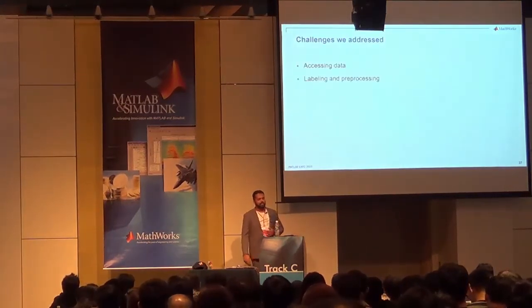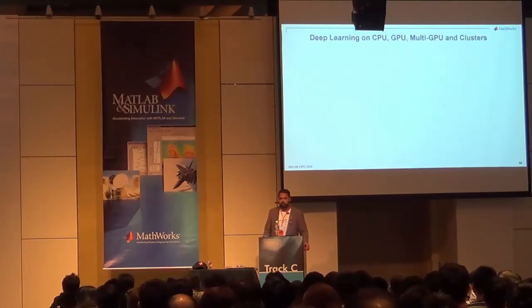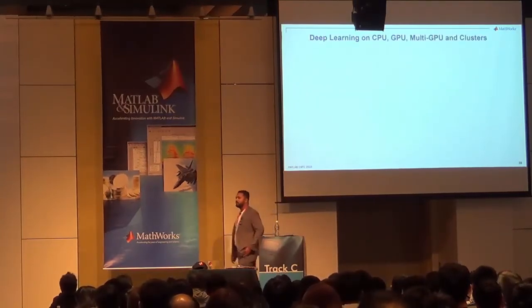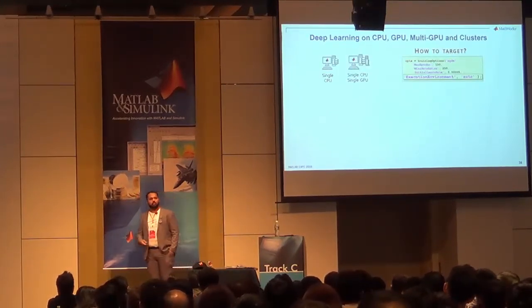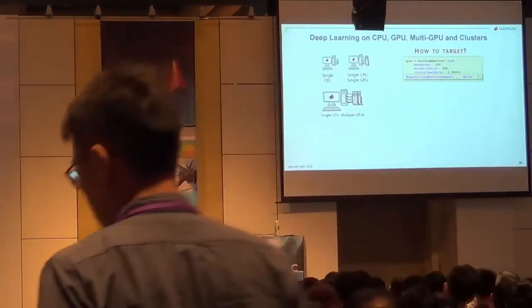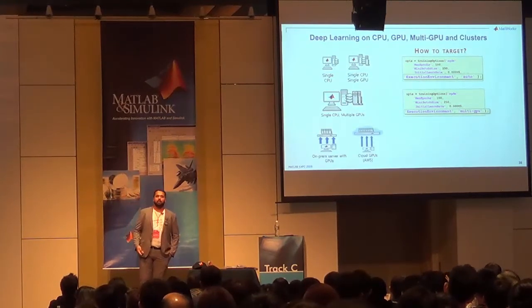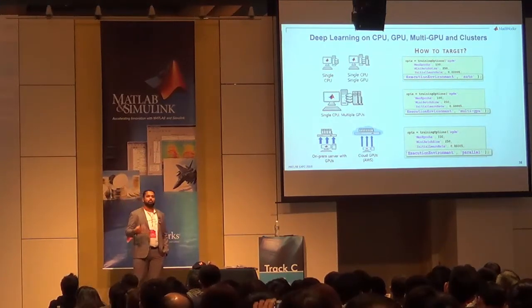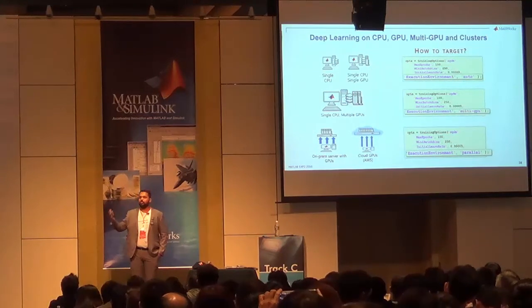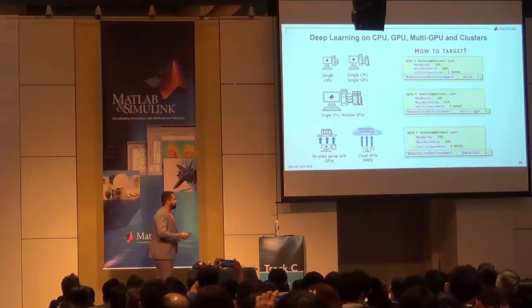So we addressed a bunch of challenges: accessing data, labeling, preprocessing, using previous research, developing algorithms, evaluating. And so what's next? You can scale deep learning. You can do deep learning on multiple resources. If you want to do it on a machine, a typical machine has a GPU or a CPU, it's automatic. But if you want to go to a multi-GPU machine, you can select the multi-GPU option. But if you want to go to a compute cluster, all you've got to do is select the parallel option. And you can now do your training on AWS, on Azure, or any other cluster that you might have. So this is a very important retargetability of the training.